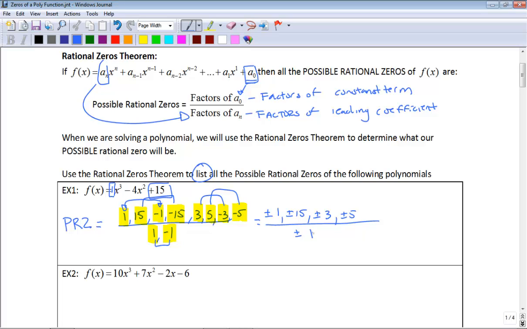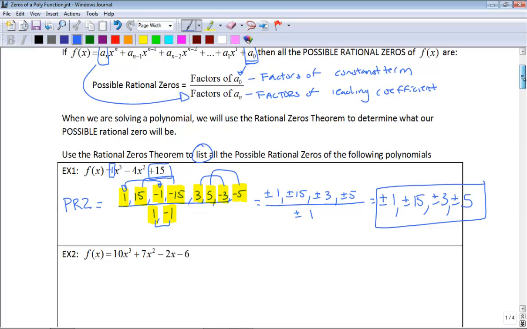Now all we have to do is clean up. Again, we're just listing the possibilities, what we could possibly have as a zero. Not our real zeros, but the possibilities for zeros. When you look at this, ignore the plus or minus for a moment; you're always going to be writing a plus or minus. When you're cleaning this up, think: if I take 1 and divide it by 1, I'm left with 1. 15 over 1 is 15. 3 over 1 is 3. 5 over 1 is 5. So if this function has a rational zero, these are the possibilities for the zeros of that function.